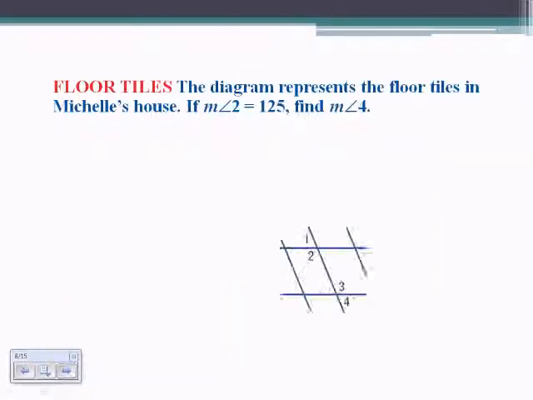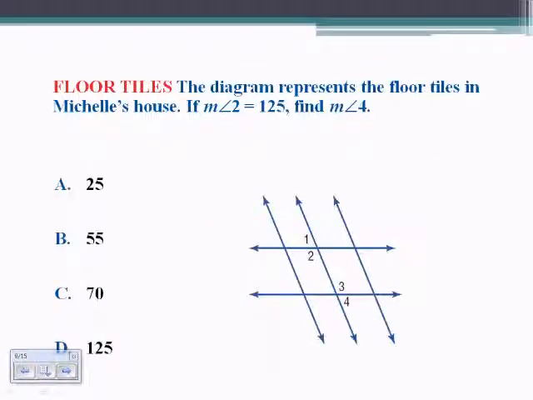Next question. Diagram represents floor tiles in Michelle's house. The measure of angle 2 is 125, and now we're looking for the measure of angle 4. Well, we just determined that the angle measure for 3 is 125, and if we look at the relationship between angle 3 and angle 4, these are a linear pair, so we can just subtract from 180 and we'll end up with 55 degrees as the measure of angle 4. Okay, and that would be answer B going through. So we're just applying that information to the diagram.